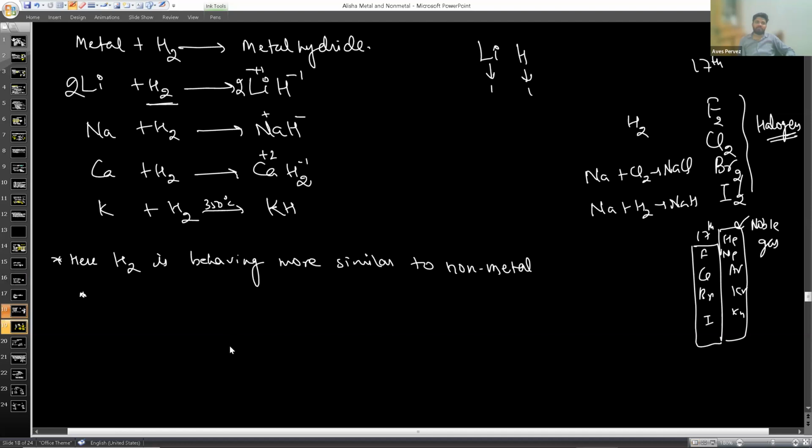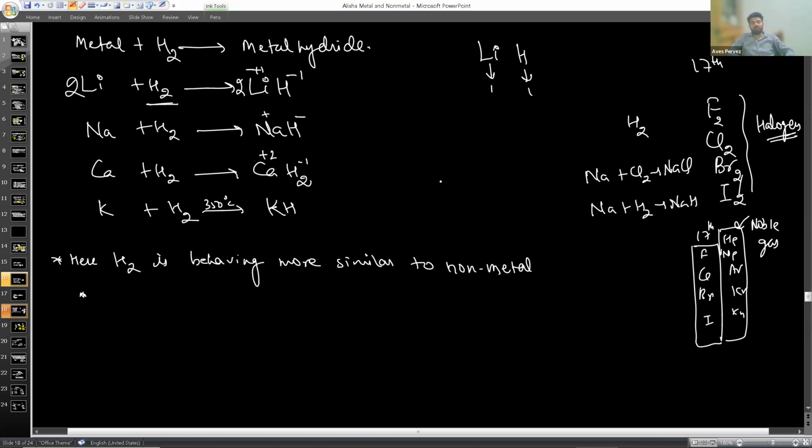Now metals when they react with hydrogen will give metal hydride. Like lithium when reacting with hydrogen will give you lithium hydride. Sodium generally has +1 valency, but when it reacts with hydrogen, reactive metals like alkali and alkaline earth metals, hydrogen starts showing the property of -1. And this is hydride, not hydrogen.